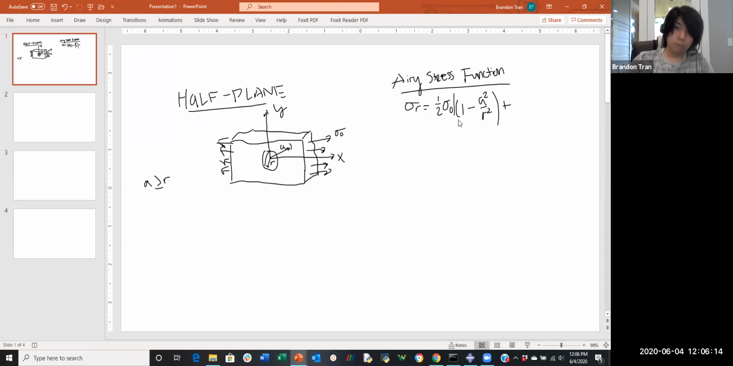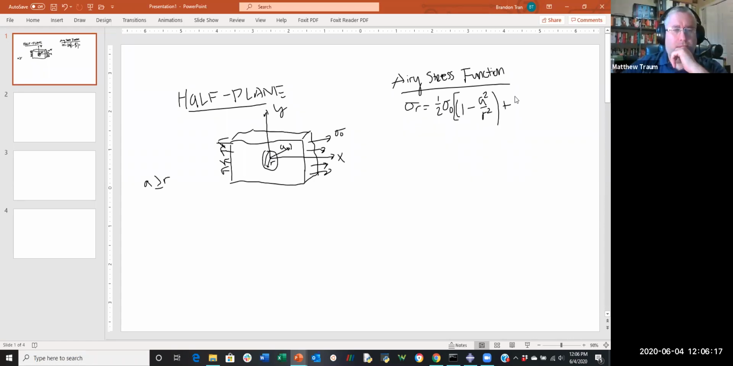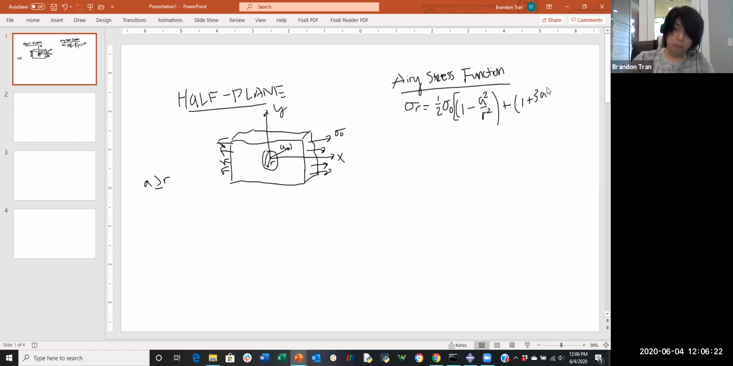Plus, my bad, I need to put a bracket here. Okay. Plus 3a to the 4 over r to the 4. Of course, if you're in the structural team, you should probably write this down. Minus 4a squared over r squared, close parentheses, and with that multiplied by cosine 2 theta, and then end the bracket.